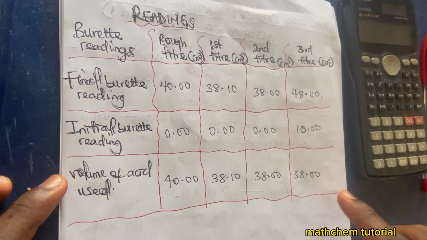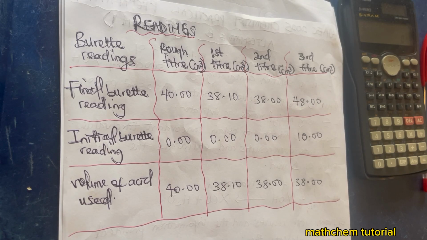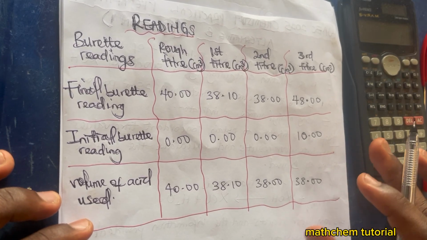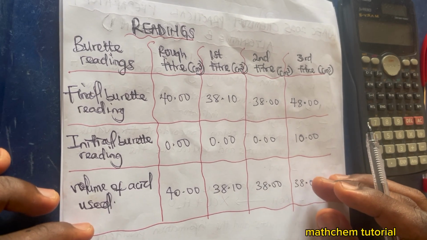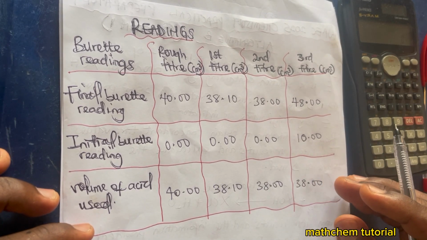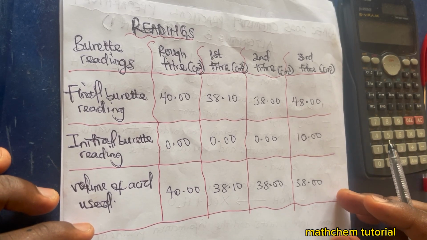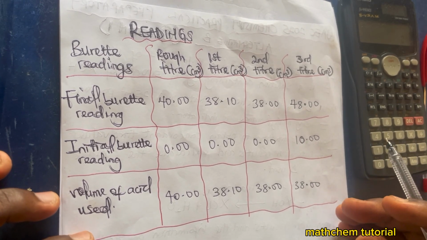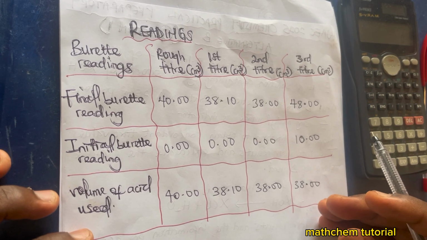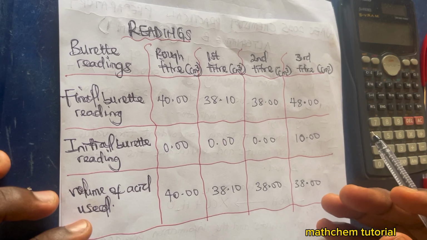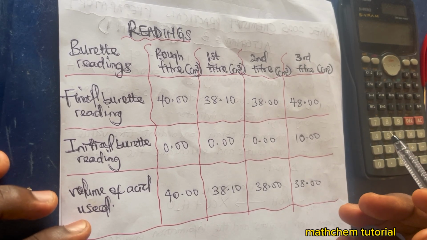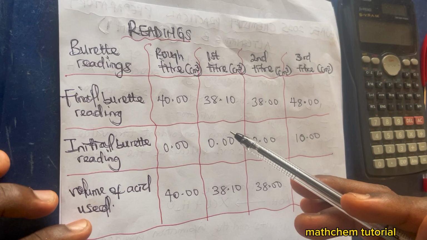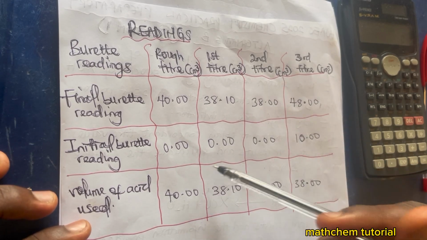Now, looking at this table, let me explain something to you when carrying out the practical. Firstly, if you don't want to stress yourself carrying out the experiment, you can ask your teacher to tell you the titer value he or she got, because she would have done this experiment before. Let's assume she got 38.00 cm cube as the titer value, because that is what she will write to WAEC when filling the teacher's report, and that is what WAEC will use to mark your school.